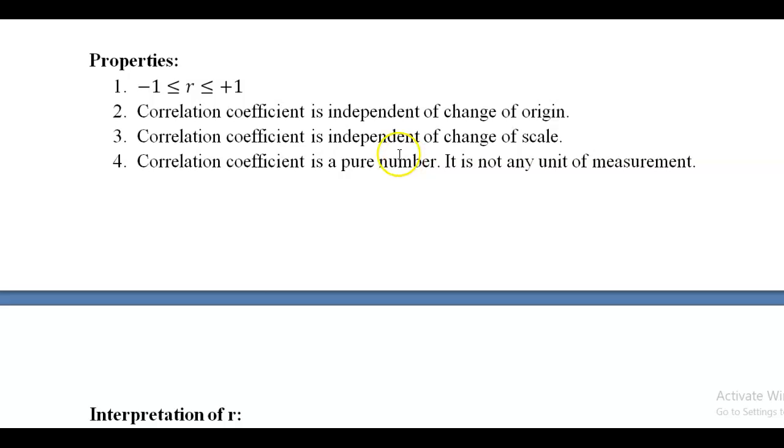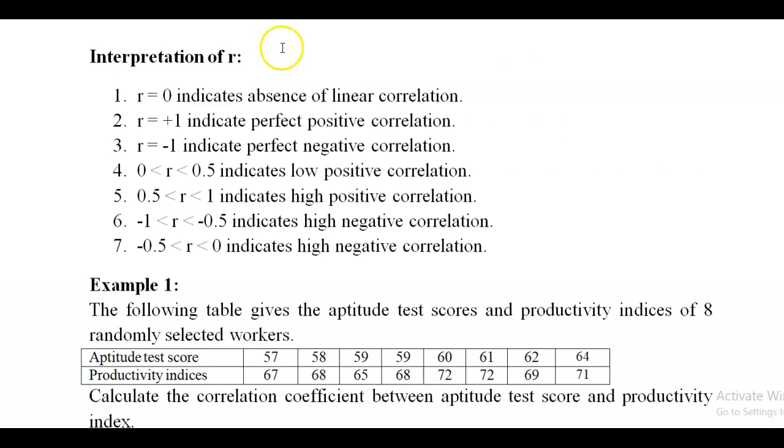Next, properties of correlation coefficient. We must note that the correlation coefficient always lies between -1 and +1, and it is independent of change of origin and independent of change of scale, because here we are not treating the variables as dependent or independent. Both variables are treated as equal, therefore it is independent of change of origin and change of scale. And the correlation coefficient is a pure number. It does not have any unit of measurement like centimeter or meter. It lies between -1 and +1. These are all the properties of correlation coefficient.